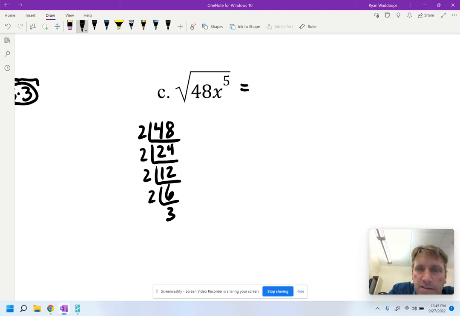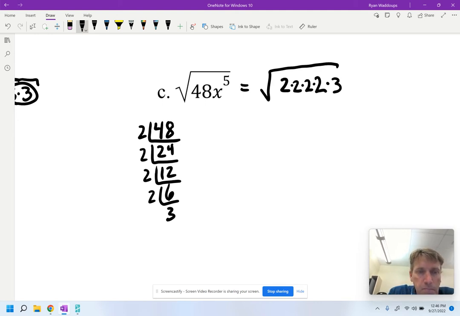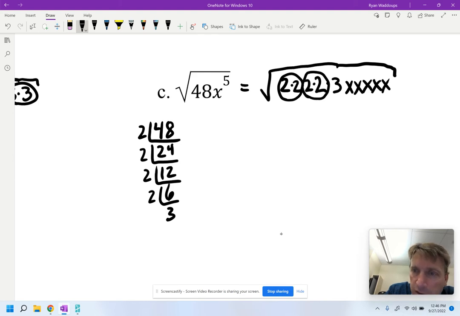And I can rewrite this as the square root of 2 times 2 times 2 times 2 times 3. And then I've got x to the fifth this time, so I also have x times x times x times x times x, 5 times. And I'm looking for groups of 2, or pairs of numbers, because, again, it's a square root. So I've got one group of 2's, another group of 2's, a group of x's, and another group of x's.